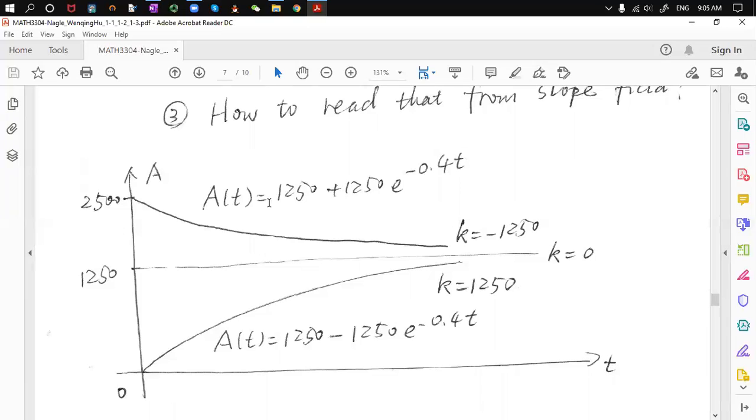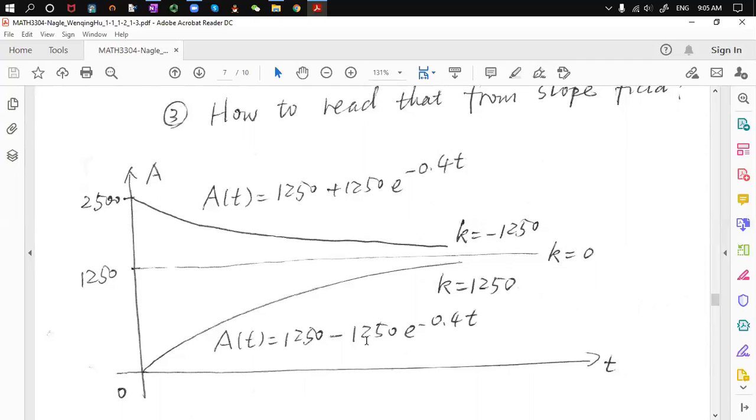If you take this function, it will start from 2,500 and decrease as time increases. Now, if you take another k, for example k equal to 1,250, then this function is going to be increasing from 0 up to a certain asymptote as t goes to infinity. That gives you a very anti-intuitive phenomenon that the amount of drug in the person's bloodstream is actually changing with respect to the different choices of k.